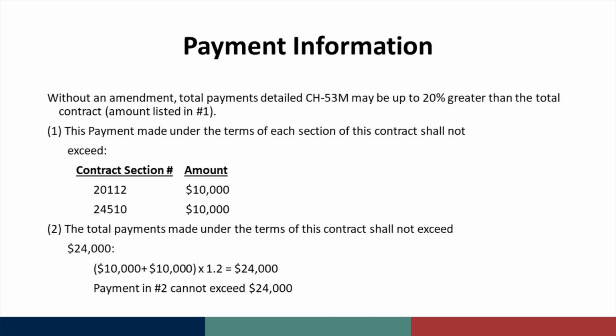that the payment made under the terms of each section of this contract shall not exceed. We see that the total there is $20,000. But in section 2, it takes into account the 20% difference.